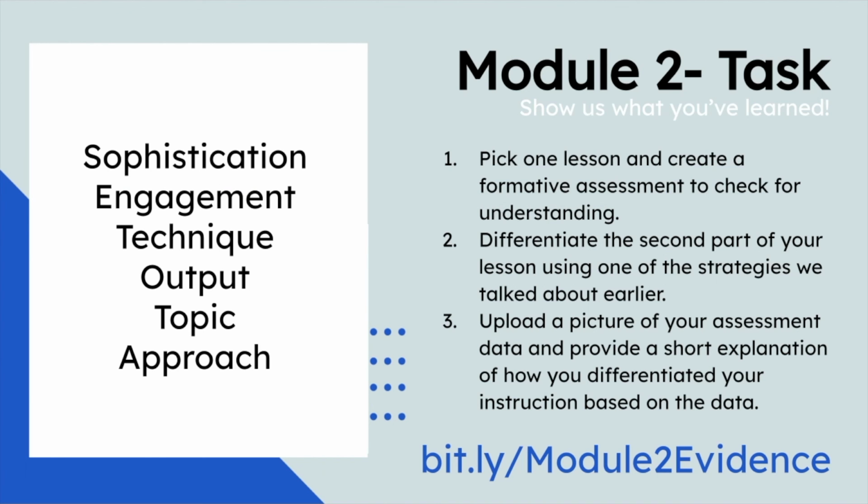Your to-do task for this module is to pick one lesson and create a formative assessment to check for understanding somewhere in the lesson. Once you've made your formative assessment, differentiate the second part of your lesson using one of the strategies we talked about earlier. Please upload evidence of your lesson planning at the bit.ly link here.